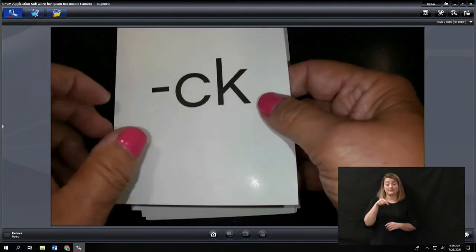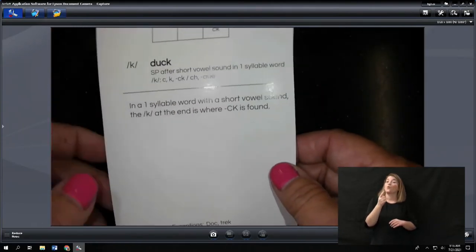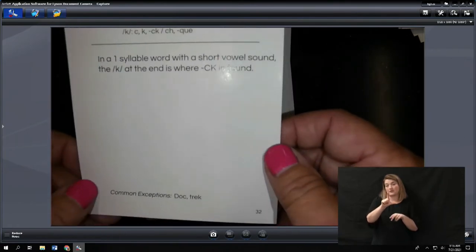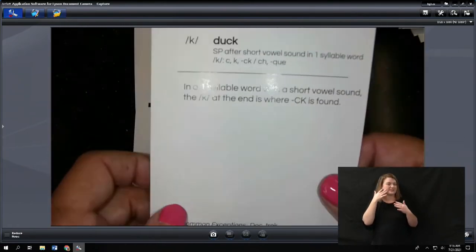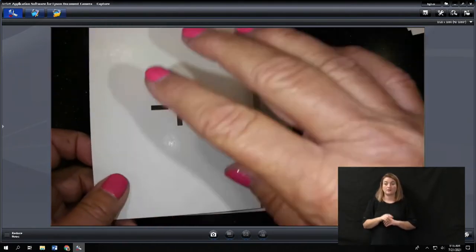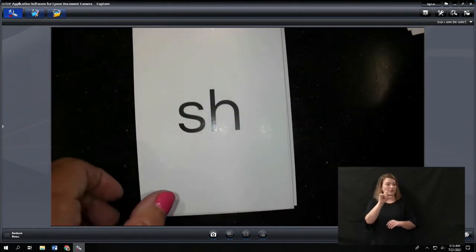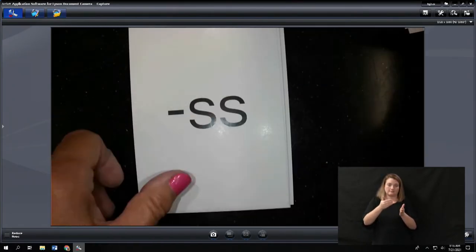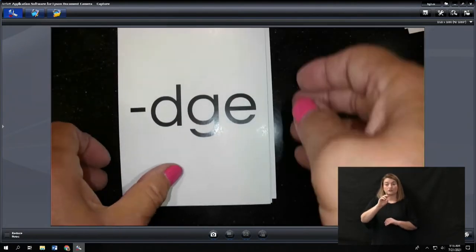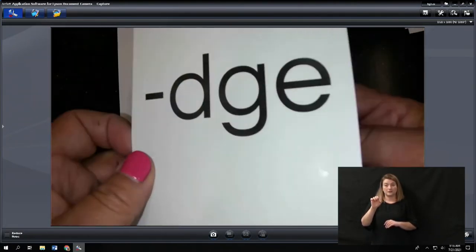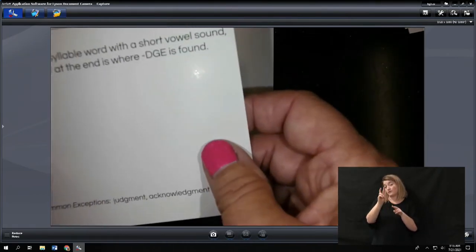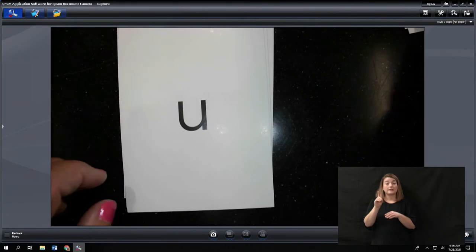This has a saying as well: in a one-syllable word with a short vowel sound, the k at the end is where ck can be found. We know that's a floss rule, we're not going to say it every time. Here we go. And that's the same thing: one-syllable word with one short vowel, j at the end is where dge is found.